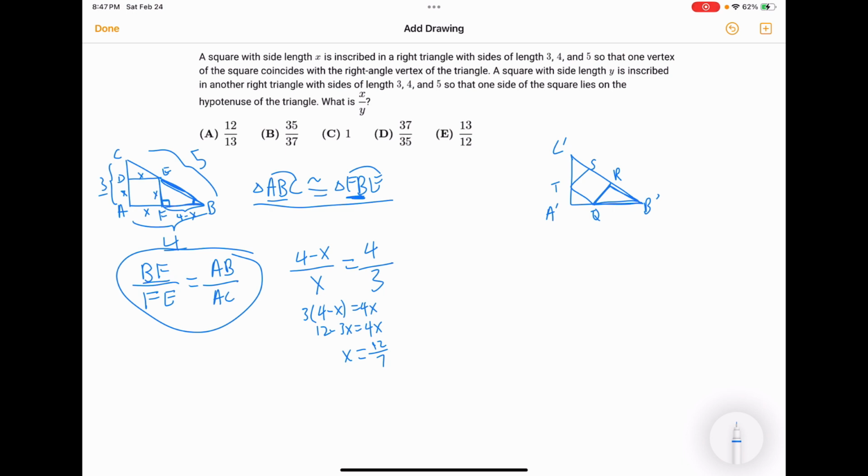The reason it is similar is just like the previous triangle. Angle B prime is equal to itself, and angle QRB prime is a right angle, and so is A prime. So we already have two angles in these two triangles that are the same. Therefore, these two triangles are similar.